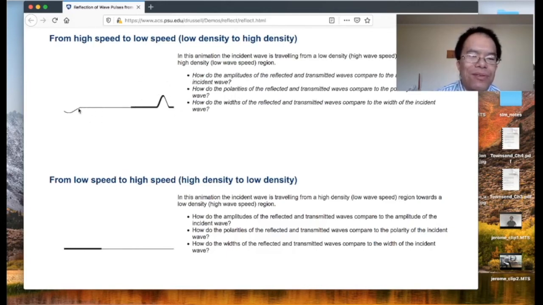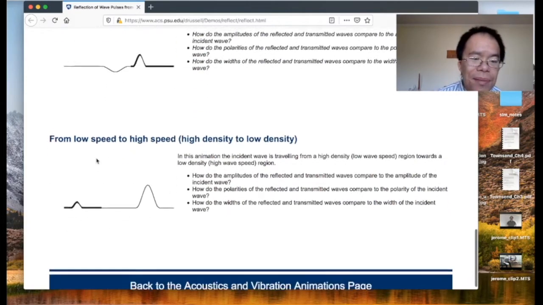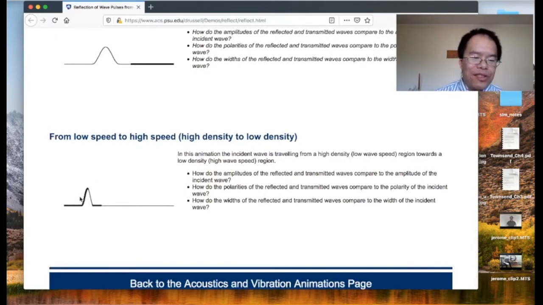But what we have here is a wave pulse that's incident from the left on a string where, on the left side of the string up here, the string has a lower mass density and a higher mass density on the right. So when we send in that pulse, you can see that part of the pulse is transmitted and part of the pulse is reflected. Same thing happens over here where we've reversed the order and we have the wave pulse incident from the higher density, lower speed side. So again, some of it's transmitted, some of it's reflected.